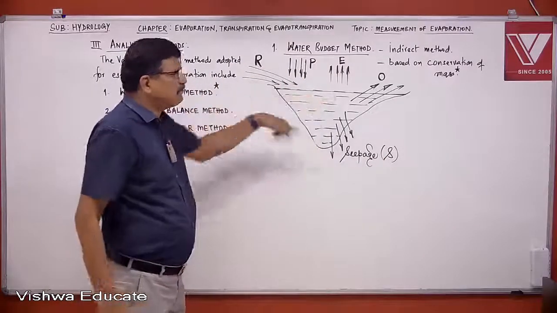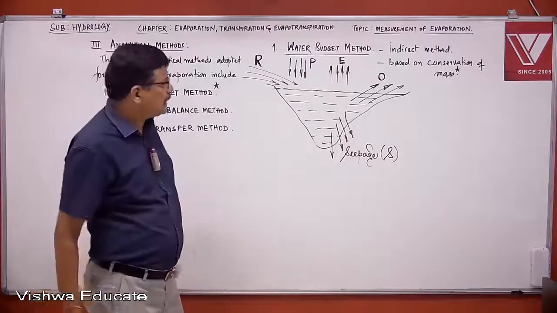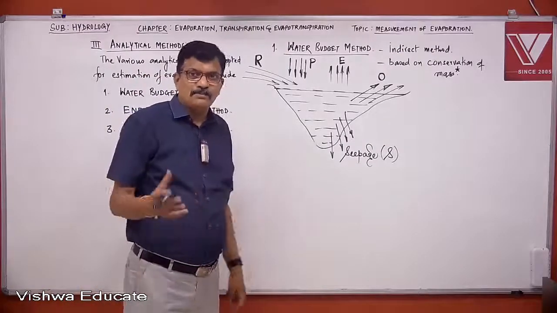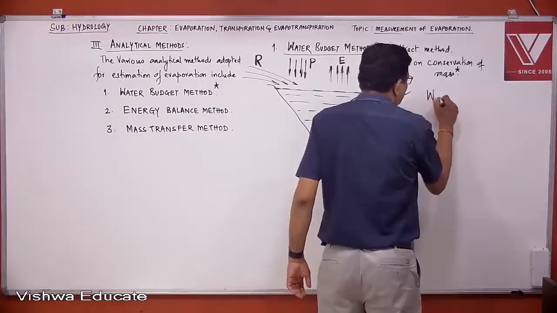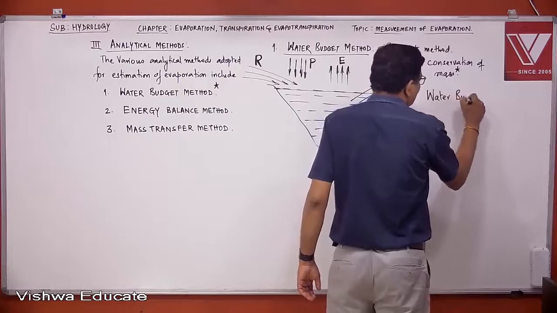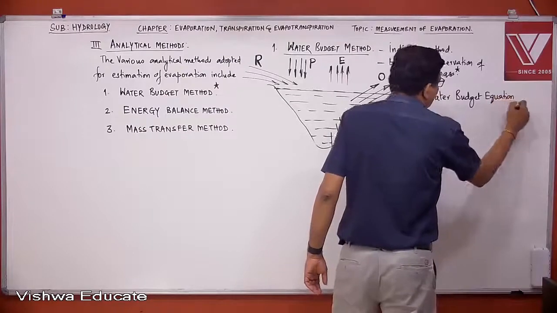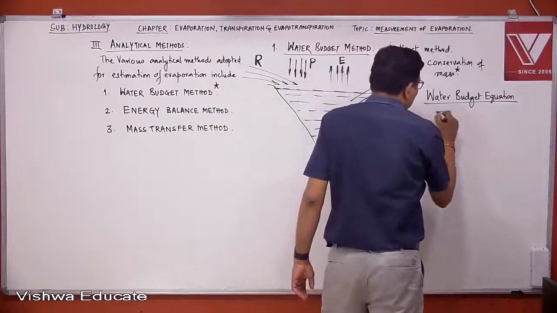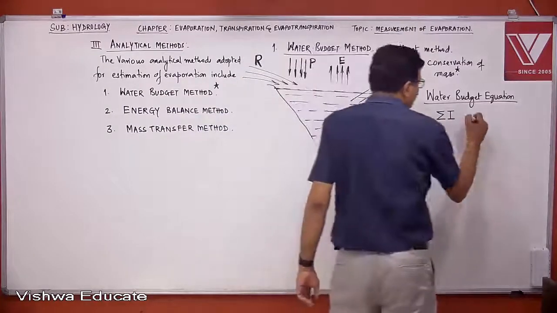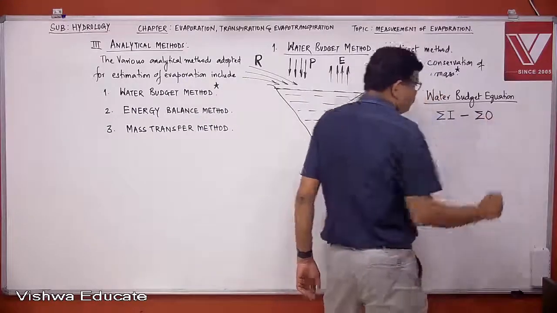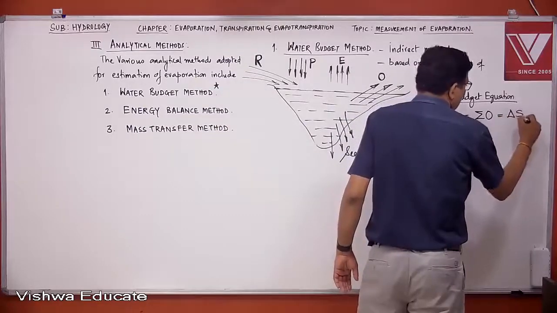The algebraic sum of these would help us do water budgeting and at the same time develop the water budget equation. So the water budget equation can be written as sigma I, which means input, minus sigma O, which stands for output, is equal to delta S.